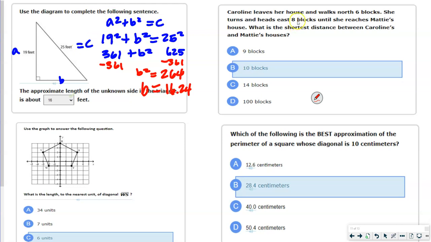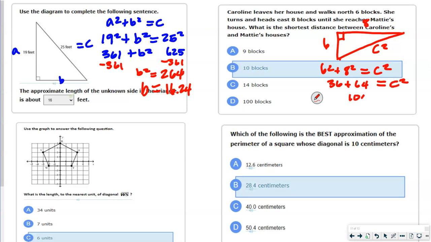All right, so number 2 over here, Caroline leaves her house and walks north 6 blocks. So that's 6. She turns and heads east 8 blocks, right? And then it's asking, what's the shortest distance between Caroline and Maddie's house? So that would be the hypotenuse, right? So we're going to go 6 squared plus 8 squared equals C squared. That's 36 plus 64 equals C squared, so 100 equals C squared. We take the square root of both sides, so C is equal to 10.